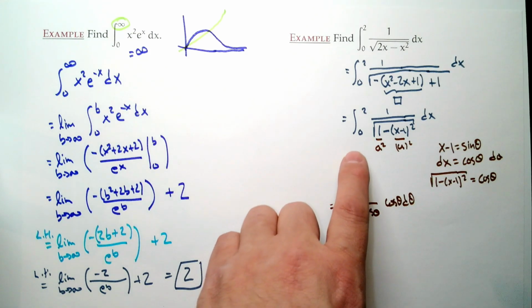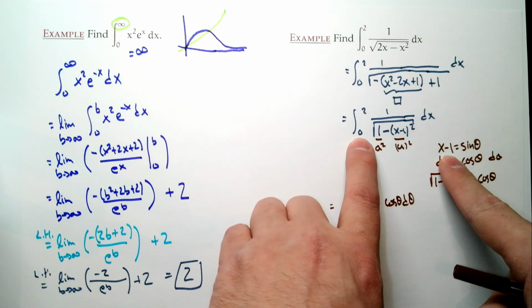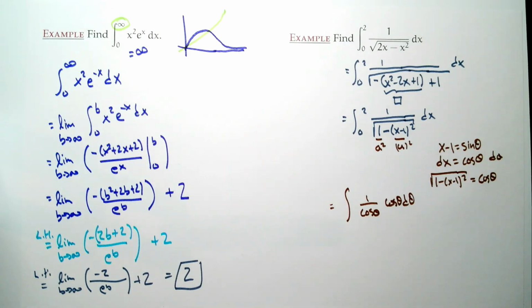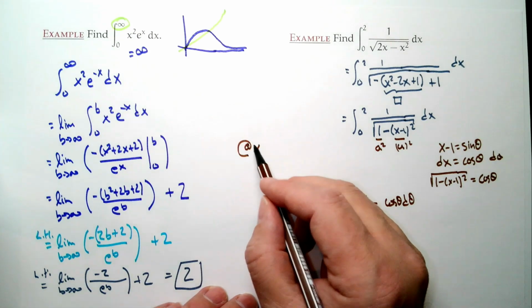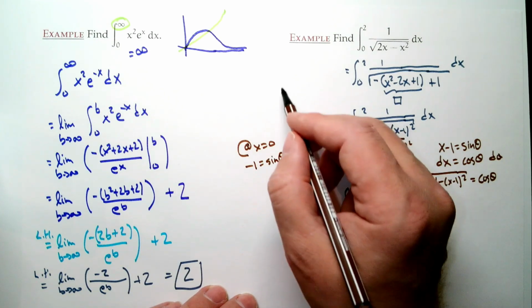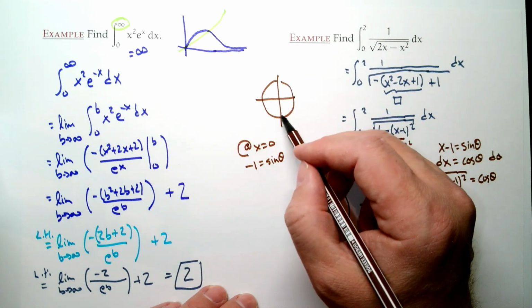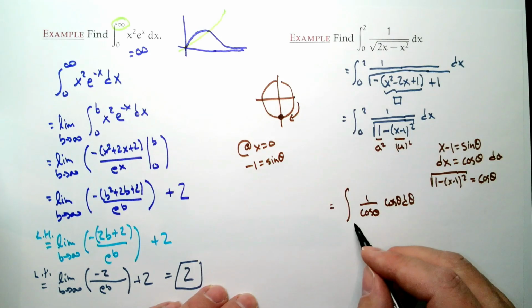And what are the bounds going to be? Well, we plug in x equals 0. We'll get 0 minus 1 equals sine theta. For what angle does sine theta equal negative 1? So at x equals 0, we want negative 1 equals sine theta. If you think about your circle, sine is your y value, so negative 1 is down here. So it's negative pi over 2.